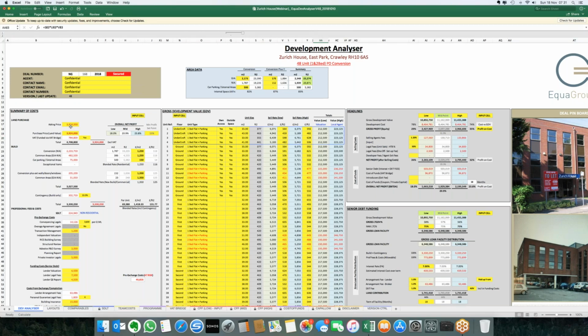Now, sometimes the sellers don't have a particular price. So on this occasion, it was for us to put a proposition forward. So as you can see, the asking price and the purchase price is the same because we've derived what that number is. There's VAT applicable to the purchase. Then we come down to the build.